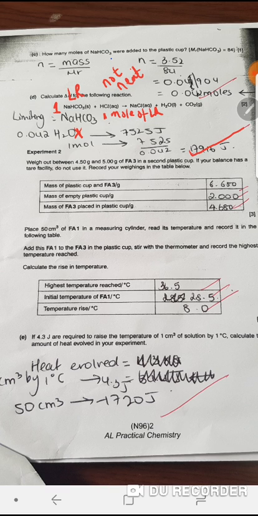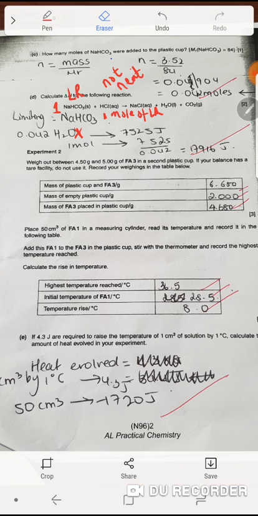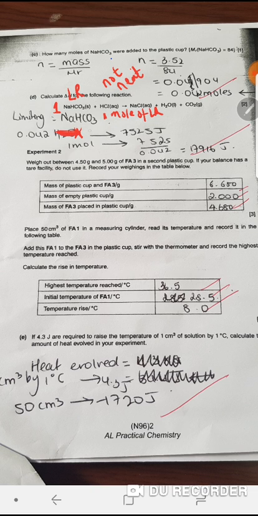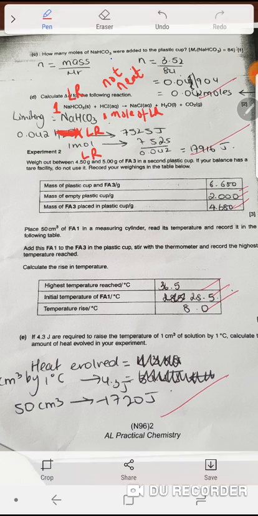It is still a correct answer, right? But the procedure, the method, is not correct. It should be that 0.042 moles of the limiting reagent is giving you so much heat, and 1 mole of the limiting reagent is giving you this answer.